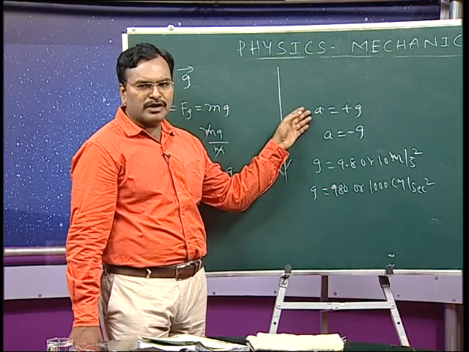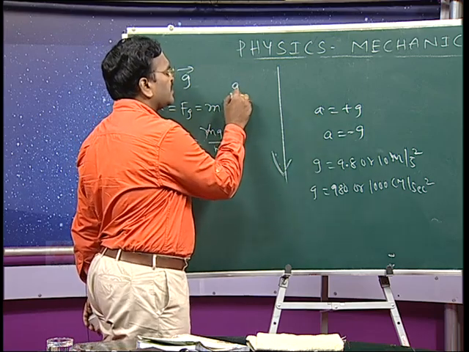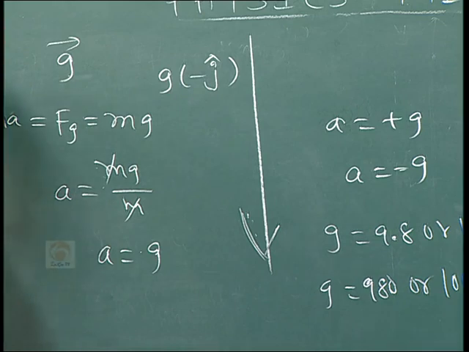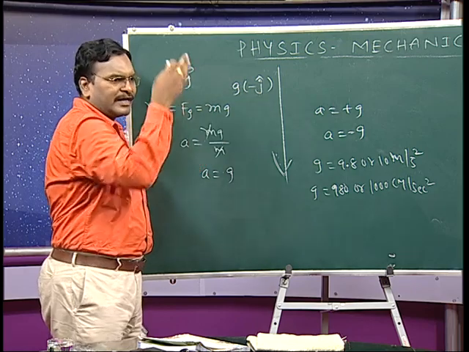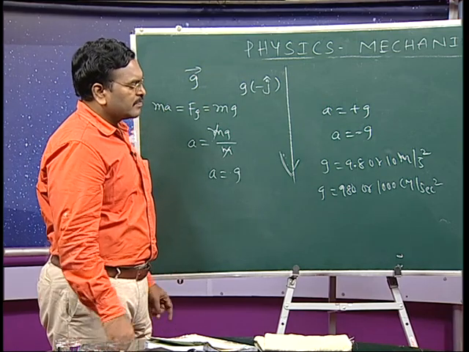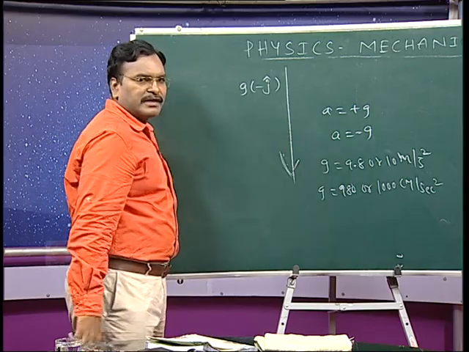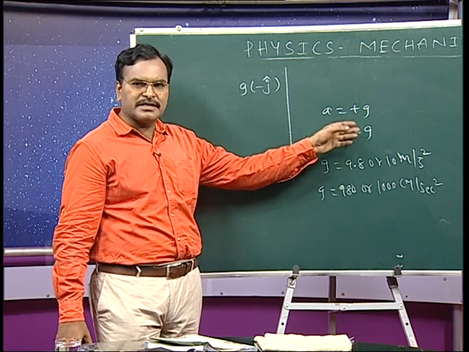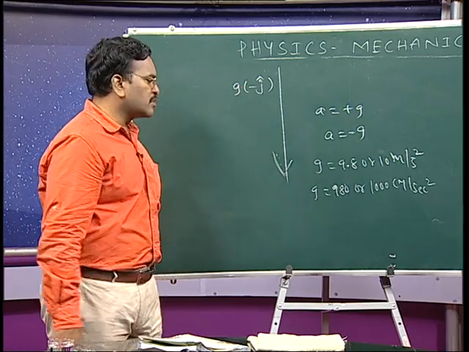So, for a freely falling body, we take plus g. For a vertically projected body, minus g. But vectorially, what do we write? g into minus j cap. It is always directed downwards towards the center of the earth. So, along the negative axis, we take minus j cap. For a vertically projected body, it moves against the gravitational force of attraction, so we take minus g. For a freely falling body, a is equal to plus g. But vectorially, we represent it as g into minus j cap. Minus j cap indicates downwards.